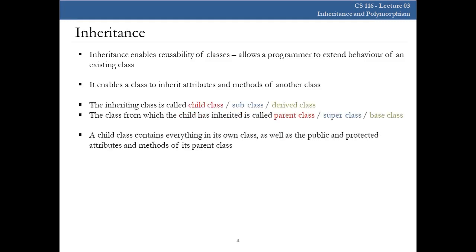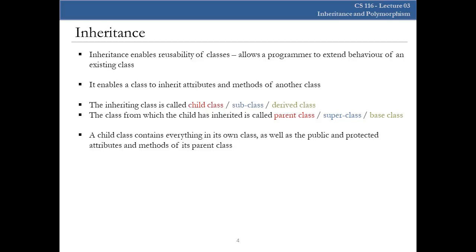Now let's have a look at a small set of terminologies used with inheritance. If a class inherits from another class, then the inheriting class is called the child class, and the class from which this child class is inheriting is called its parent class. Or you can use that blue pair, subclass or superclass, or you can use that third green pair, derived class and base class, right?